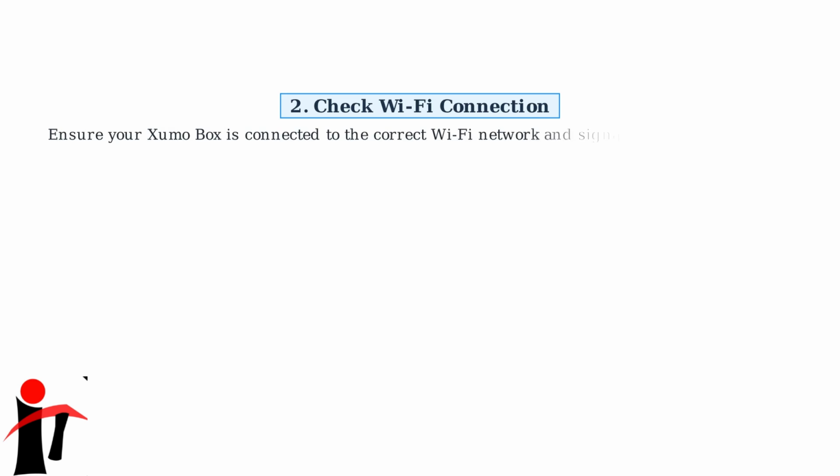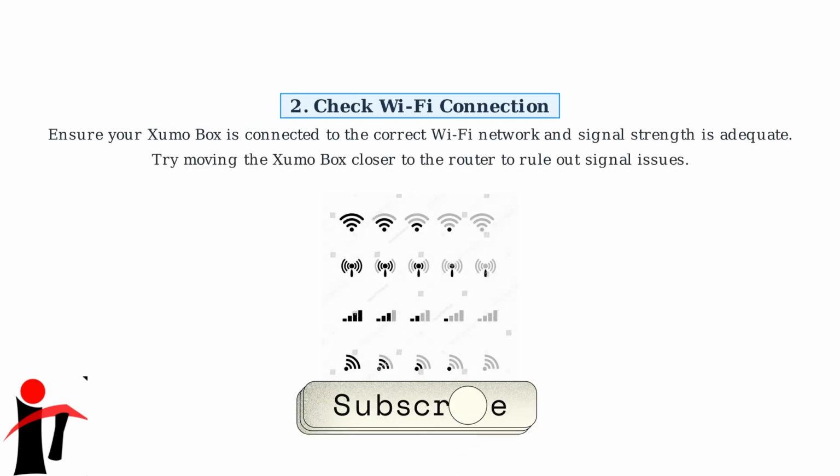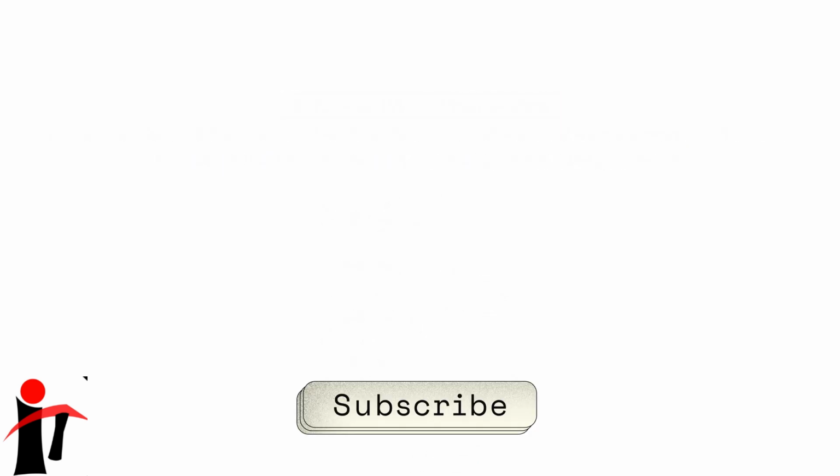Second, check your Wi-Fi connection. Ensure your Xumo Box is connected to the correct Wi-Fi network and that the signal strength is adequate. Try moving the Xumo Box closer to the router to rule out signal issues.